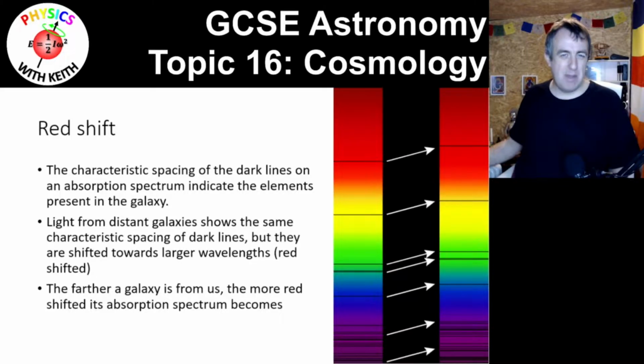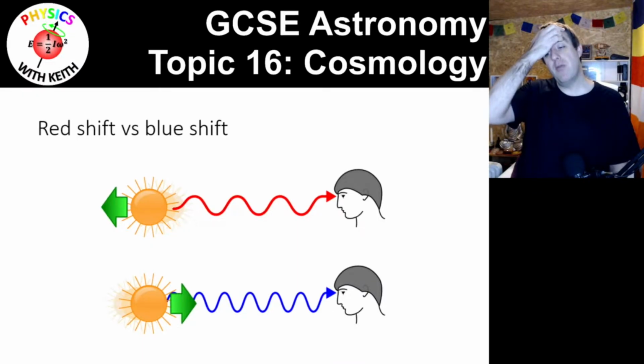There's some quite bad physics coming up here, I'm afraid, but it is something that you need to learn for your Edexcel GCSE in astronomy. So my apologies for the bad physics for those maybe A-level students or even undergraduate students who are watching this and thinking, well, he's just said something wrong. I know, I don't have much choice. So let's talk about redshift and blue shift.